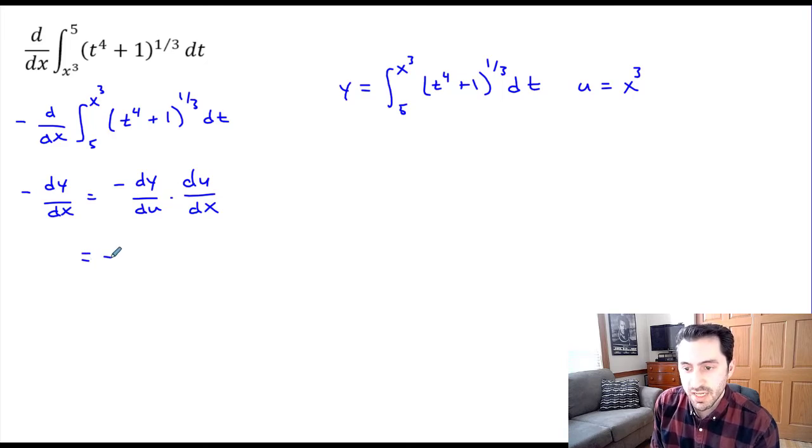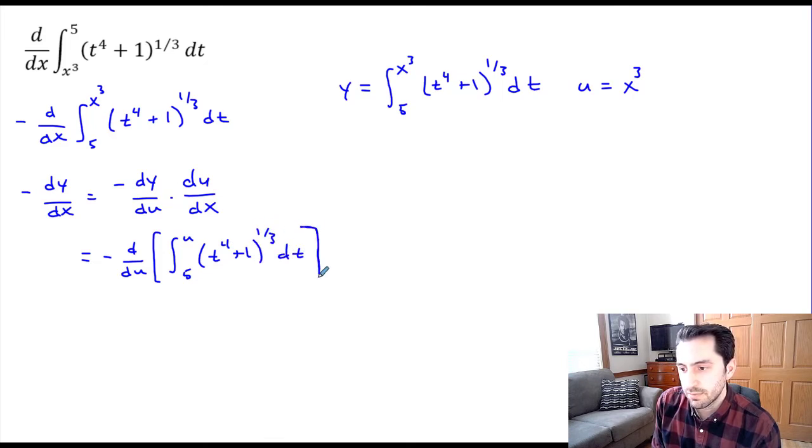So I just need to make sure this negative keeps following down. But I'm going to take the derivative with respect to u of this integral. So from 5, and now instead of x cubed, I'm going to let that be u. And then we have t to the 4th plus 1 to the 1/3 power, and then times dt. And then we also want to find the derivative with respect to x of u. So the derivative with respect to x of x cubed. So that's applying the chain rule.